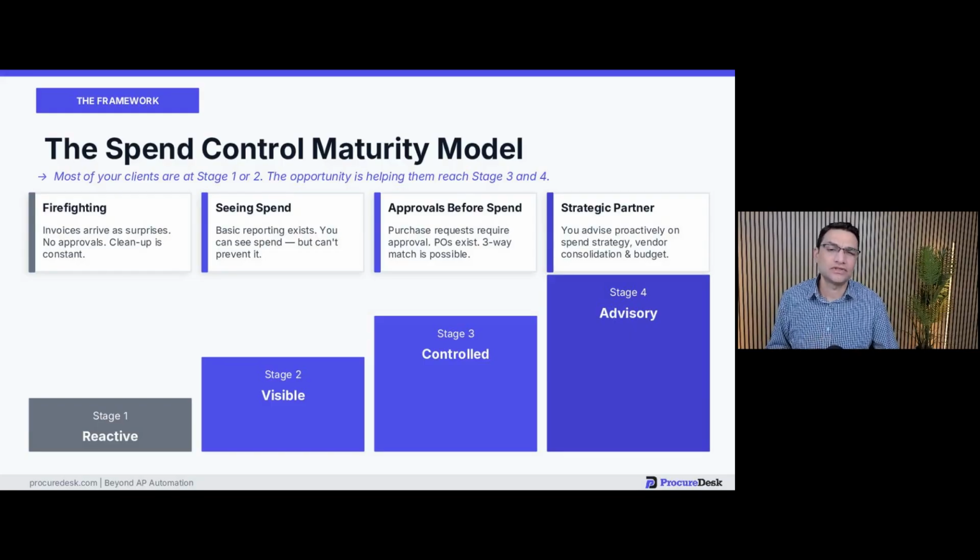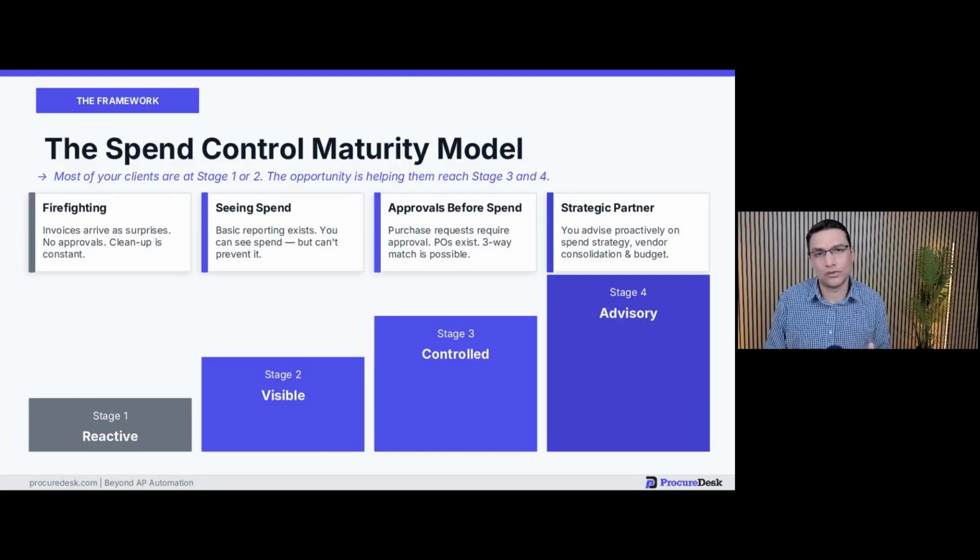Second stage, which is visible, is where you're starting to see the spend, right? So it's easy for you to pull the data from a spend standpoint and have it in one single place. You can see where you're spending money, but you still don't have proactive control. Or maybe you have a purchase order process, but nobody's following it, right? So your clients might have a defined policy, but nobody follows it.